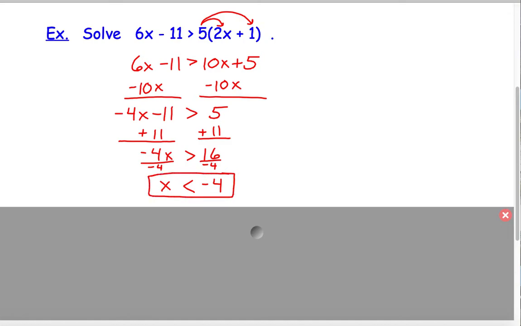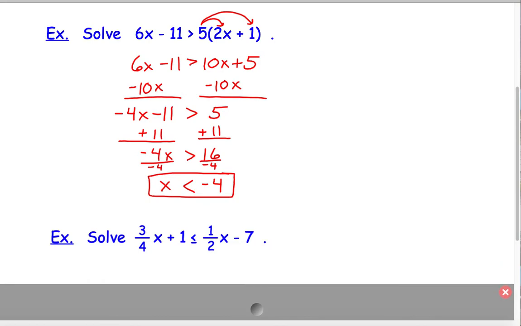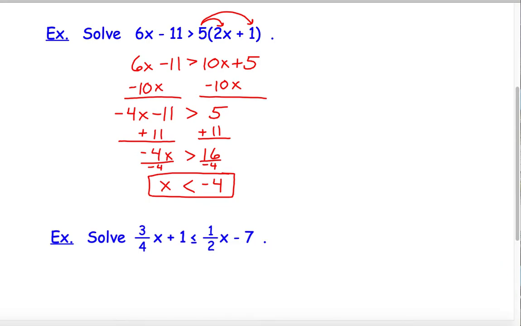And regardless of what other ways you decided to solve this, no matter which way you did it, as long as your steps are correct, you should always come up with the same solution. x is less than -4. All right, let's try one last one. Fractions.